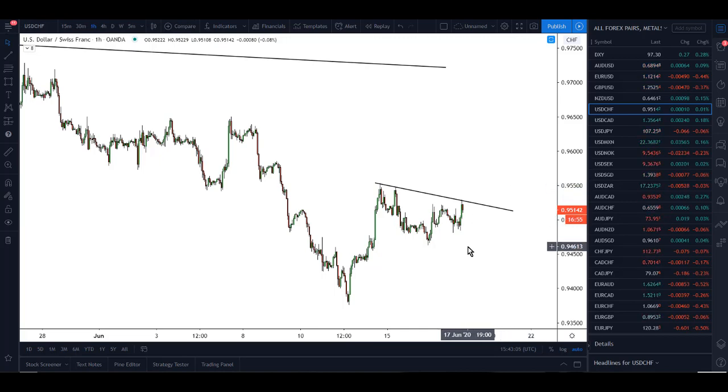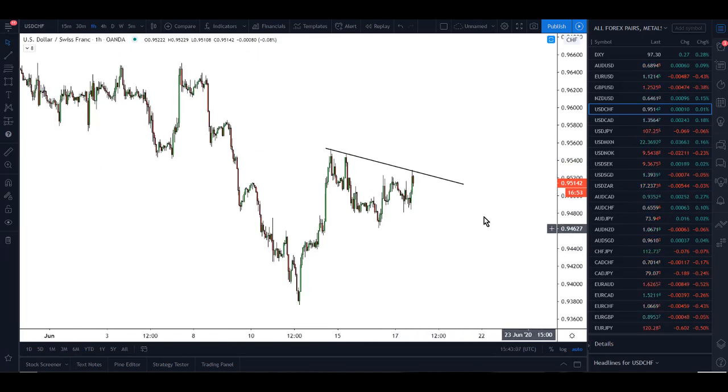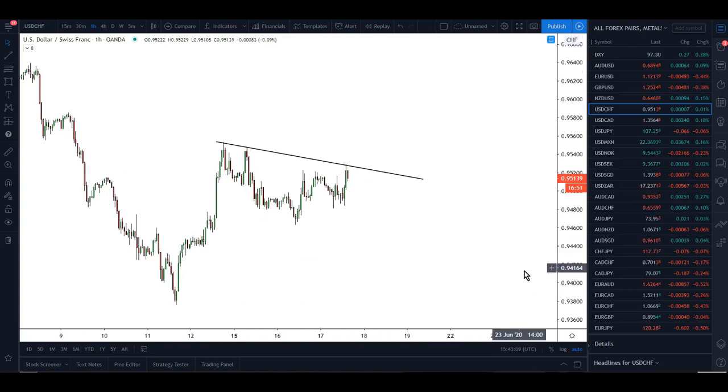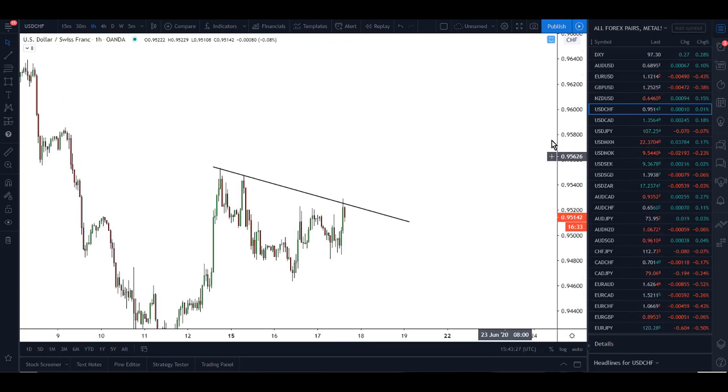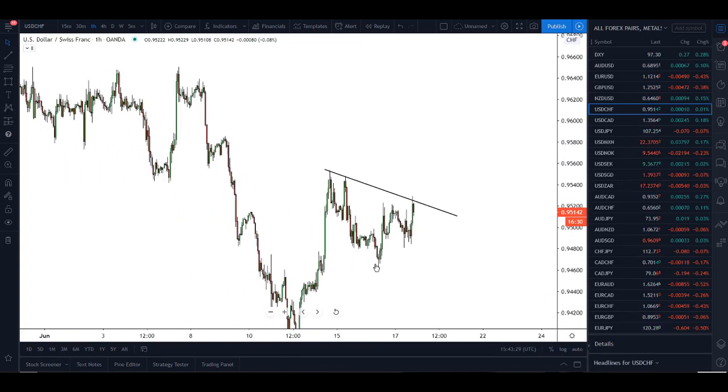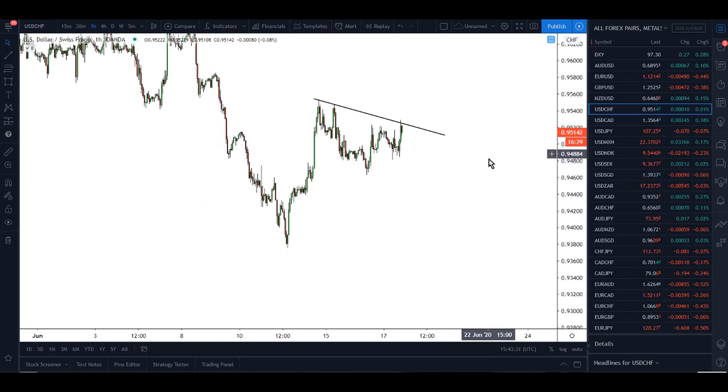So I'd be looking for at least an hourly close above this trend line. You can see it tested it there. Look, it hasn't closed above, but a close above this trend line for me would be a good indication that we're going to see that move. So, it's sometimes good to just zoom out of a chart.